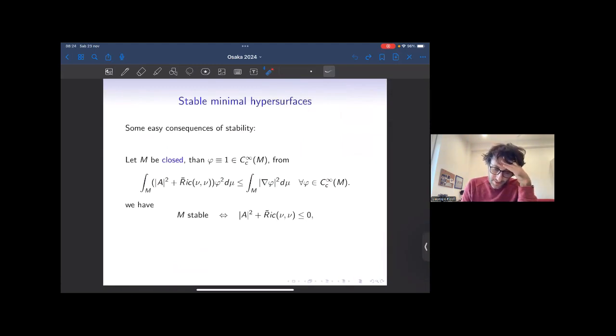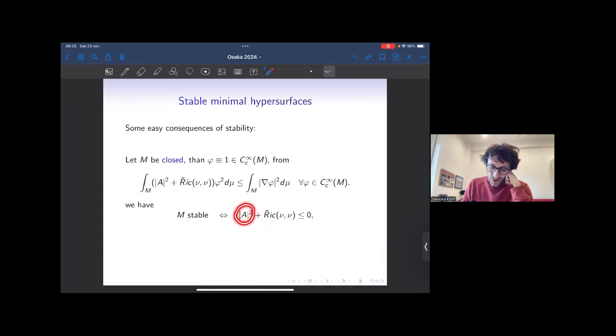Let's see some very first easy consequences of stability. When M is closed, meaning compact without boundary, we can take as test function any constant function, for example 1. The previous term reads 0 because the gradient of a constant function is 0. So under this hypothesis, stability is equivalent to this condition, point by point, where this is the norm of the second fundamental form, and this one is the Ricci tensor in the ambient space computed in the unit normal of the hypersurface.